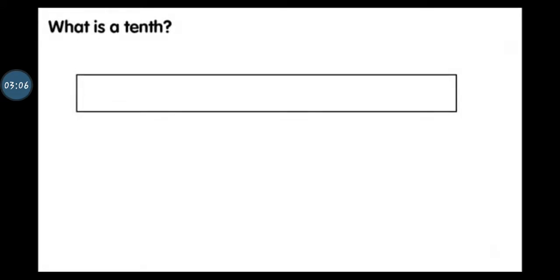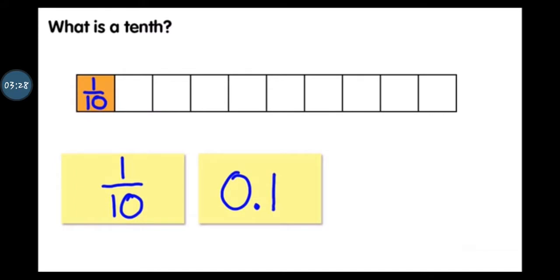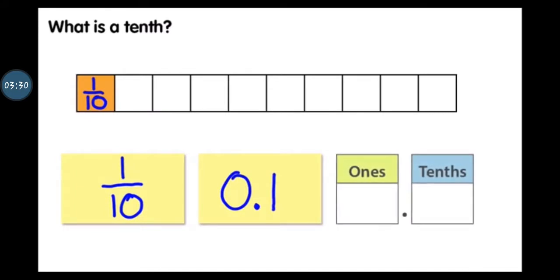Now let us learn what a tenth is. We can see that here is one picture, and this whole picture is divided into 10 equal parts and one part is colored. And this part is 1 upon 10. In the decimal form, we can write it as 0.1. And here, the place value of 0 is ones and the place value of 1 is tenths.